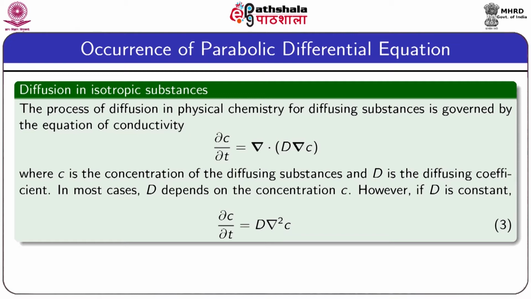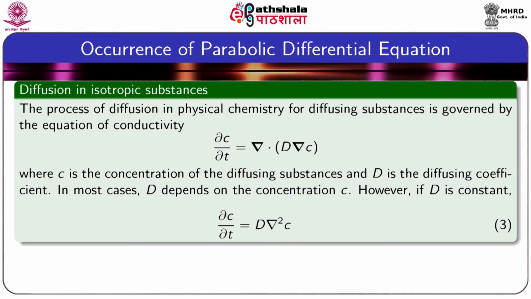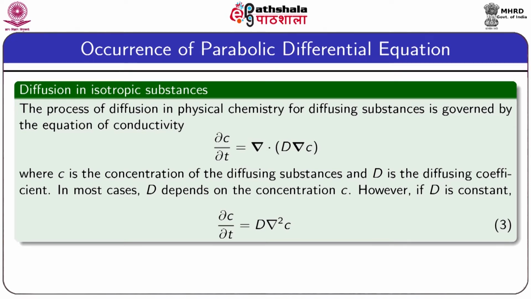So, if you assume capital D as constant, then the above equation reduces to the form del C by del t is equal to capital D times Laplacian C. So, this is the heat equation. We get again the heat equation for the diffusion process in an isotropic substance.